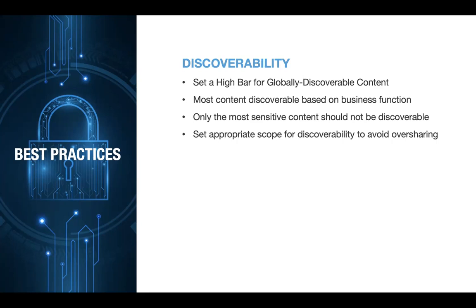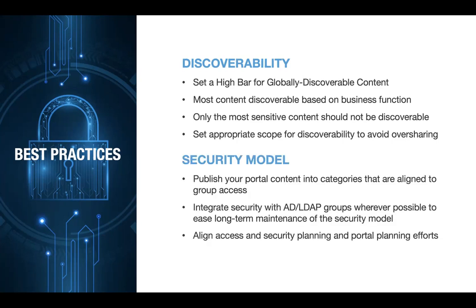And then making sure that only the most sensitive content is not discoverable. Because again, anytime you make something non-discoverable, you are increasing the likelihood of that content having been duplicated, right? Somebody looks for it, doesn't find it, doesn't realize it's there, and then they ask an analyst to go create it for them. And then we talked about it. The last point is kind of one I summed up already, really avoiding oversharing by making sure you've got the right scope for discoverability.